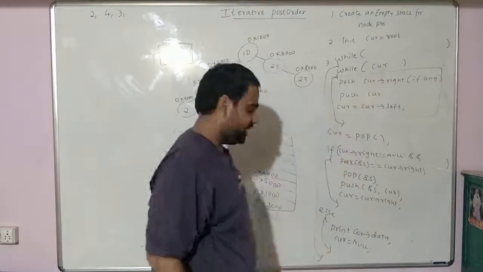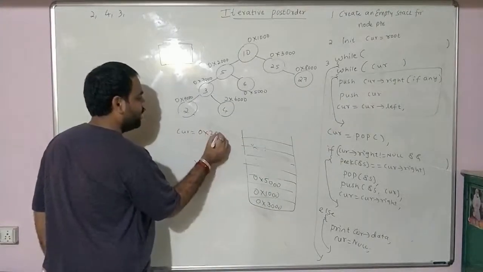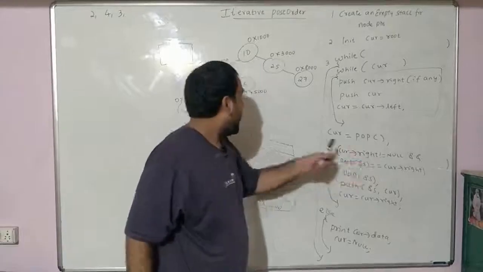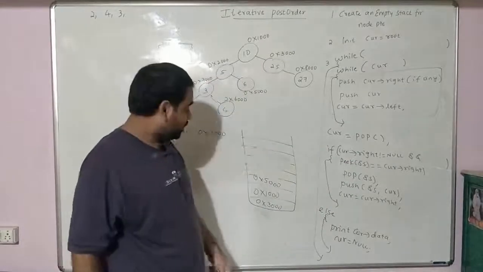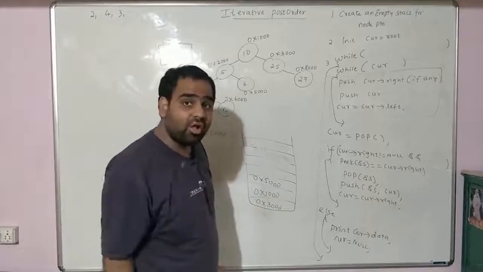You come out, you say current equal to pop. What do you pop? You pop 2000. Okay. Now check here. 2000 arrow right not equal to null? Yes, it is not equal to null. Peek of ampersand is 5000. Current arrow right is also 5000.